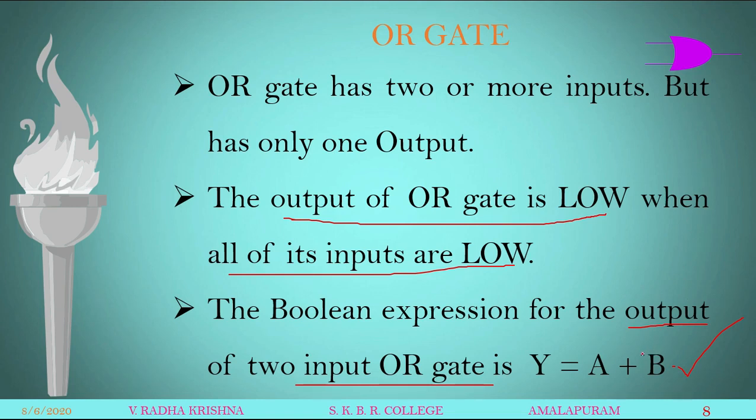If the OR gate has 3 inputs, say a, b, c, then Boolean expression for the output will become y is equal to a plus b plus c. So by adding the inputs, we will get the output in case of OR gate.